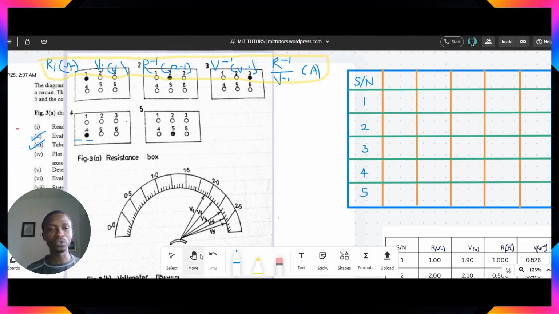According to the question, we are supposed to compute R first. So let this be Ri, in ohms. Then also Vi, in volts. Also we have Ri inverse, in per ohm. Also we have voltage inverse, in per volt.